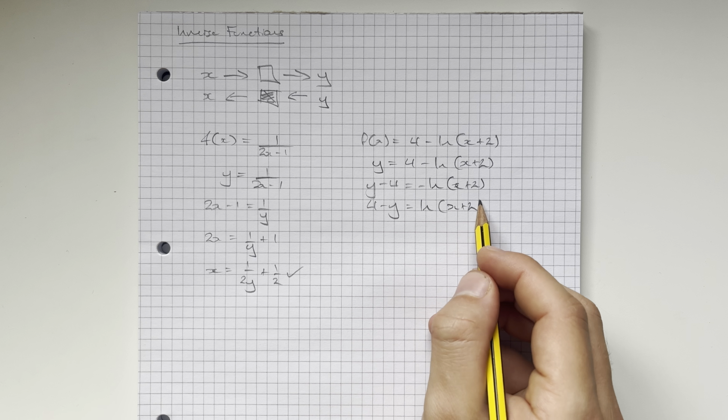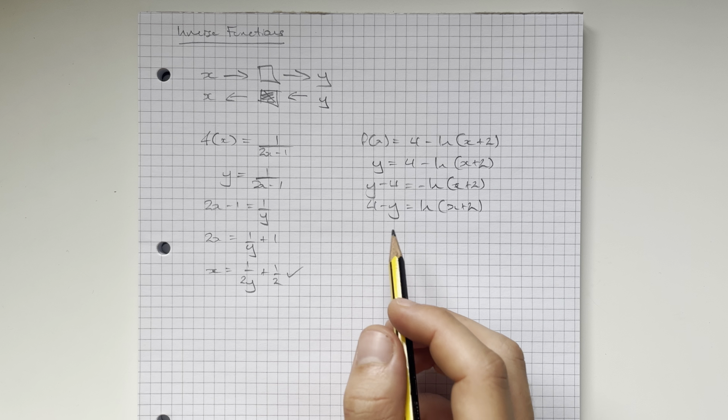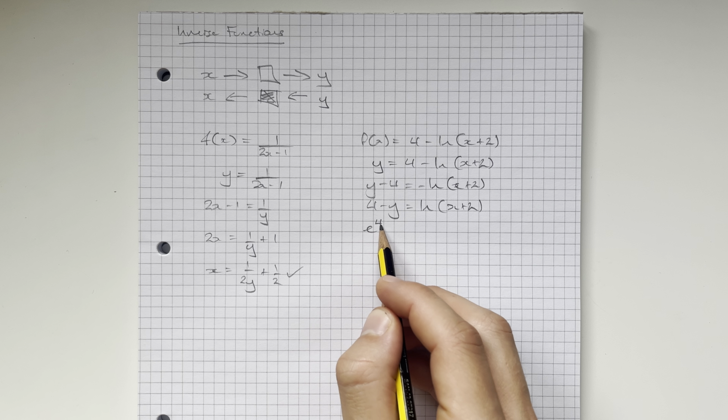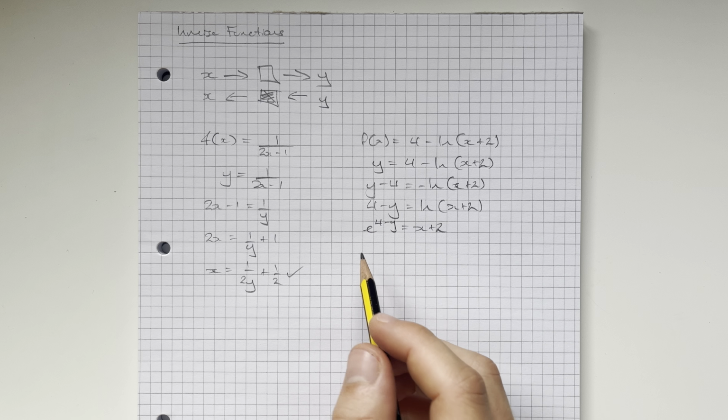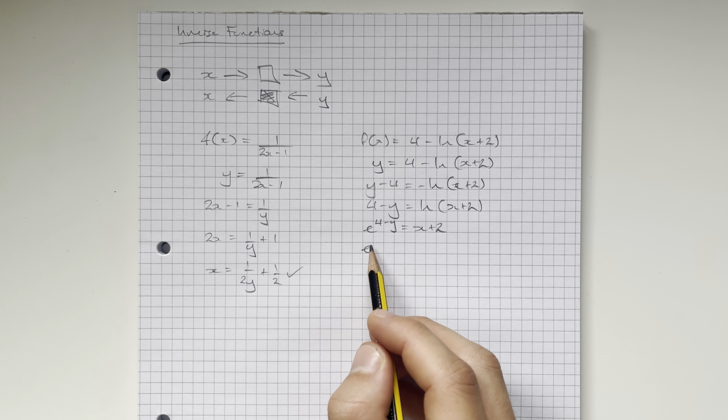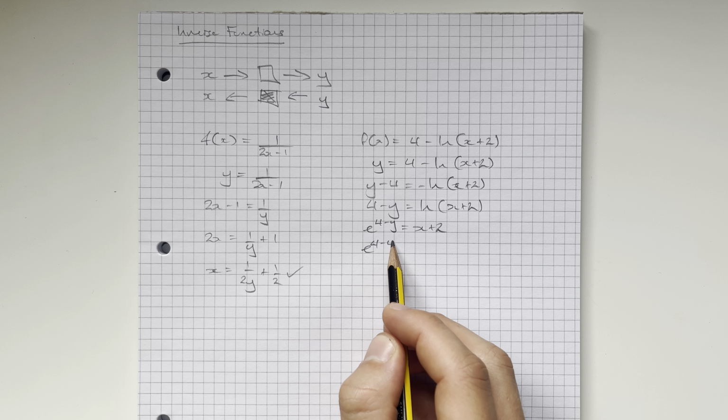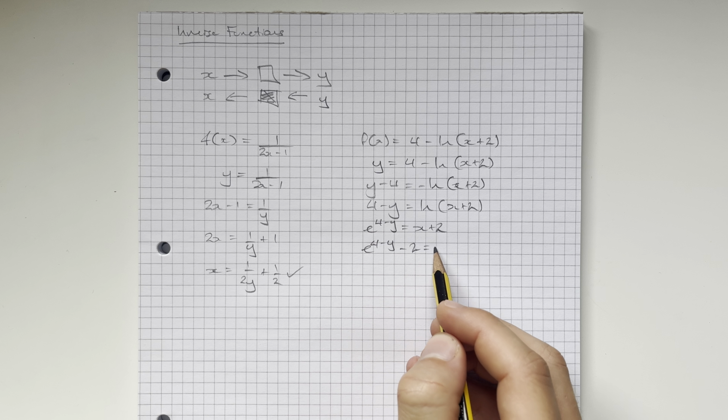x plus 2. Now we'll raise both sides to the power of e, so e to the 4 minus y is equal to x plus 2, and then we'll take 2 from both sides, so e to the 4 minus y minus 2 is equal to x.